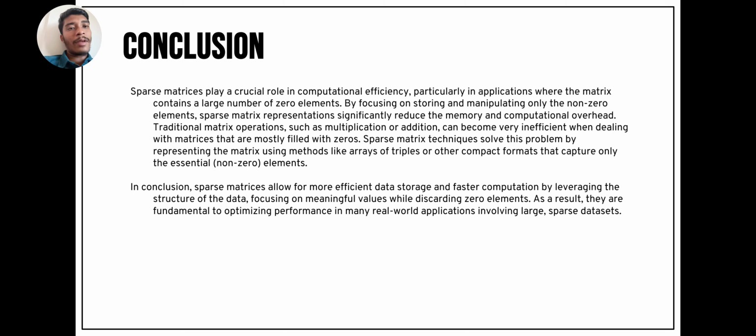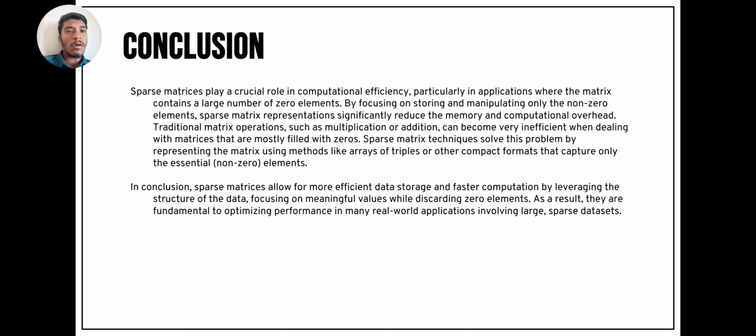So we have two concepts to solve this for sparse matrices. The first is the array of triples, where we first consider the row, the column, and then the value. And then we have another format that captures only the essential elements, that is, only the non-zero elements.